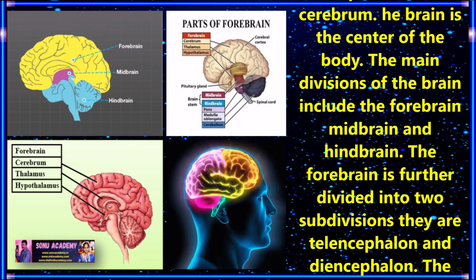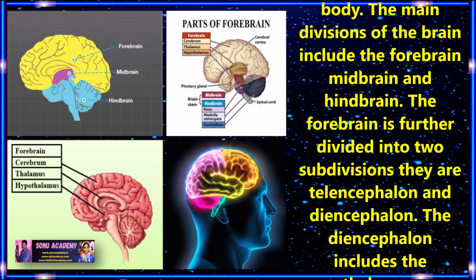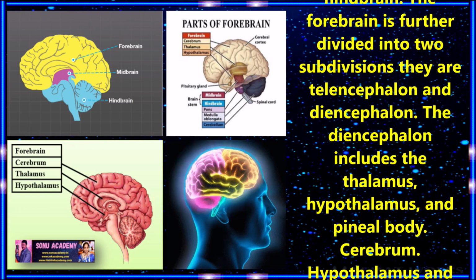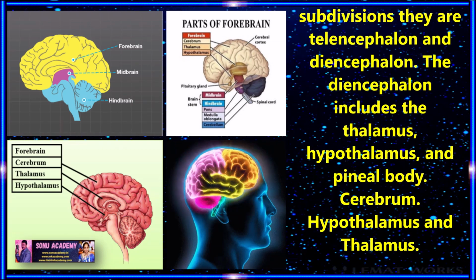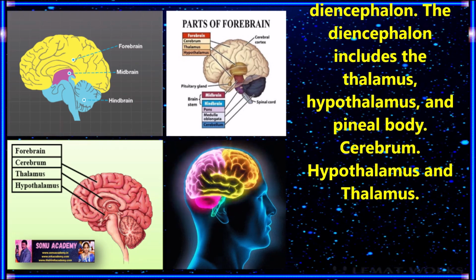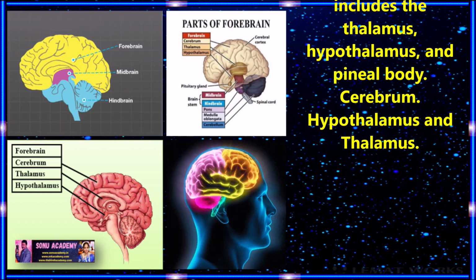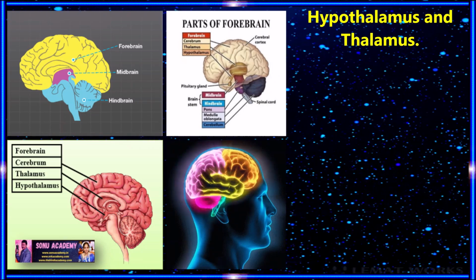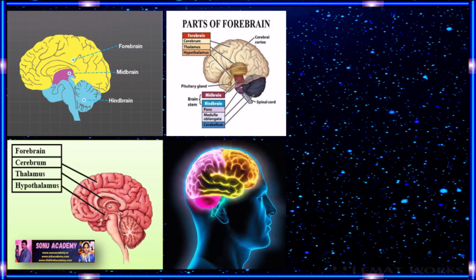The main divisions of the brain include the forebrain, midbrain, and hindbrain. The forebrain is further divided into subdivisions. They are telencephalon and diencephalon. The diencephalon includes the thalamus, hypothalamus, and pineal body. The major parts of the forebrain are the cerebrum, hypothalamus, and thalamus.